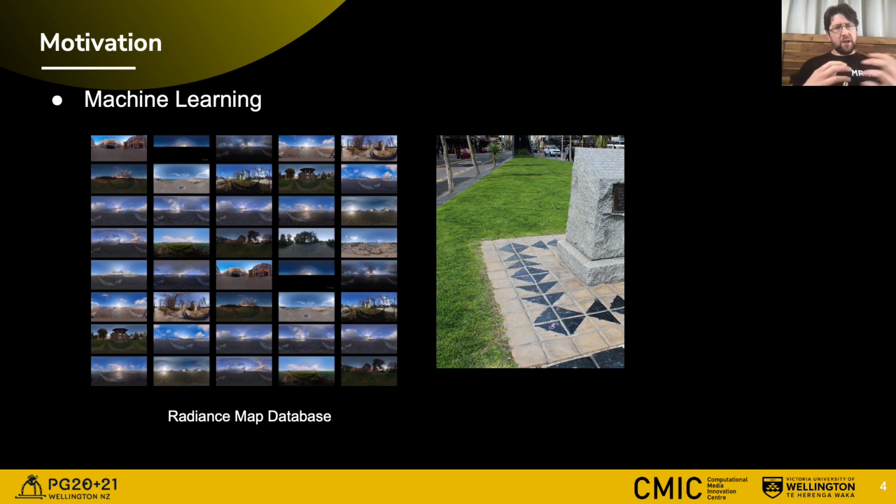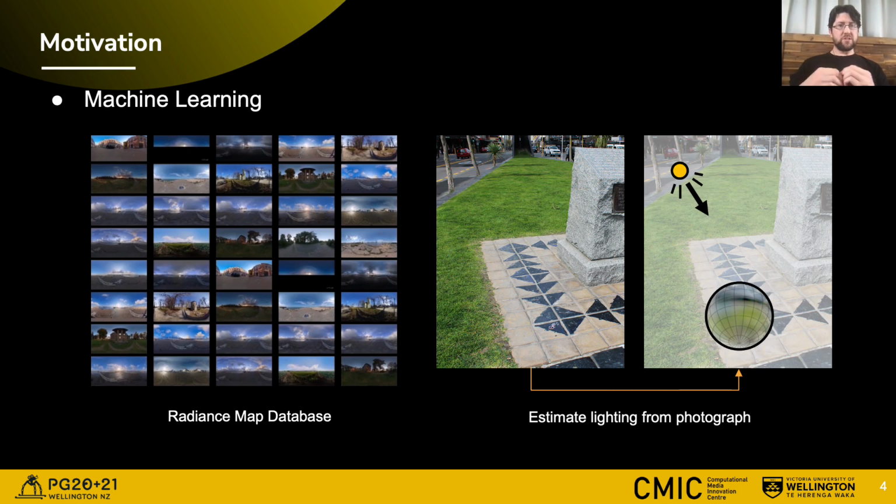The motivation behind collecting these databases, there's a few reasons. One is in machine learning, where you have a large collection of these light sources, Radiance maps, and you pair them with cropped limited field of view images, and then the goal here is to then estimate the environmental lighting from a limited field of view image. This is useful for mixed reality, augmented reality applications.